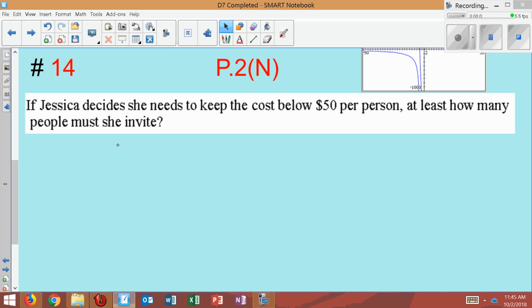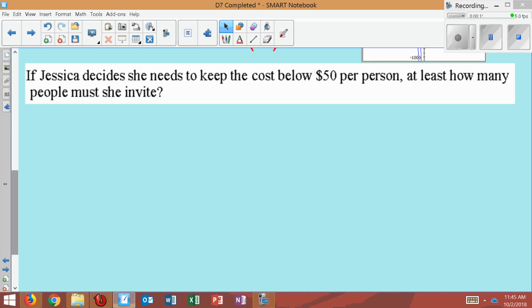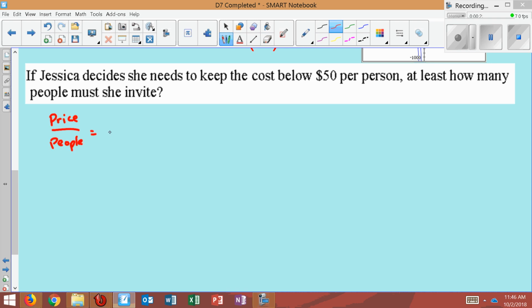Number 14, it's kind of built off of number 13. If Jessica decides she needs to keep the cost below $50 per person, at least how many people must she invite? Remember, this comes off of this equation using this information. It's this idea that if you have a cost of something or a price, and you divide it by the number of people that are there, you can get what's called an average cost.